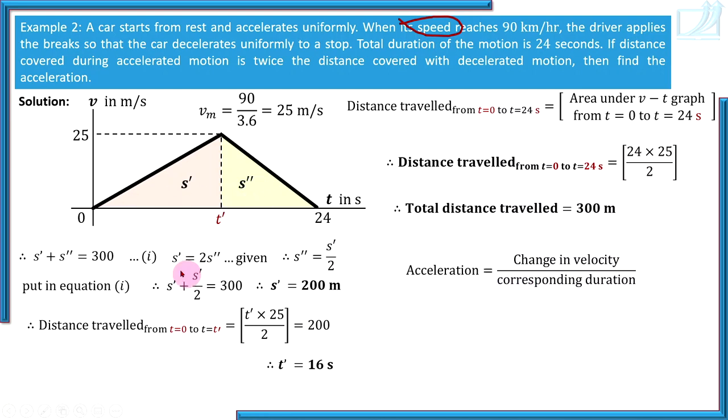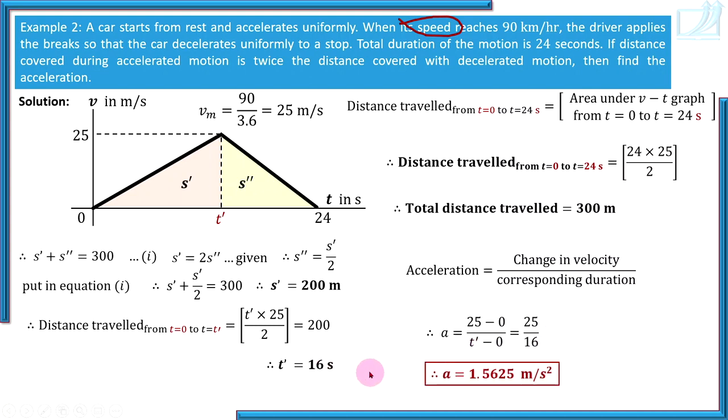So acceleration, what is the change in velocity? 25 minus 0, since final velocity is 25 and initial velocity is 0. So the change in velocity is 25 minus 0, and the corresponding duration is 0 to t'. So final time instant minus initial time instant, and t' we know is 16. So this is how we have found the acceleration. To find acceleration, what information do we use? Change in velocity by the corresponding duration.